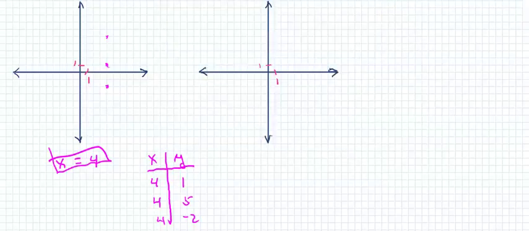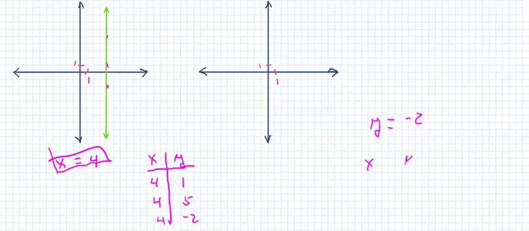Okay, so we draw our line. And voila, we're good. All right, now let's look at a case of y equals negative 2.